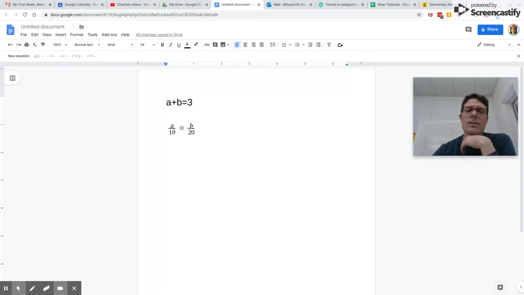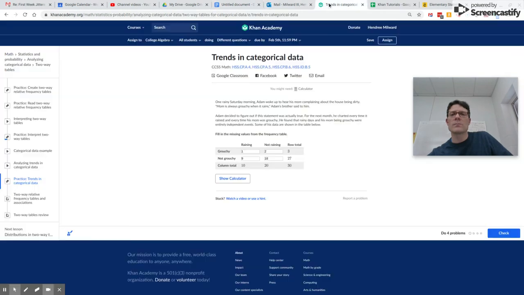The number of times she's grouchy when it's raining divided by 10 has to be the same probability as the number of times she's grouchy when it's not raining divided by 20. Those are just the algebraic way to express it, and then you can use substitution to solve this if you don't want to just play around with the numbers. So I hope that helps.